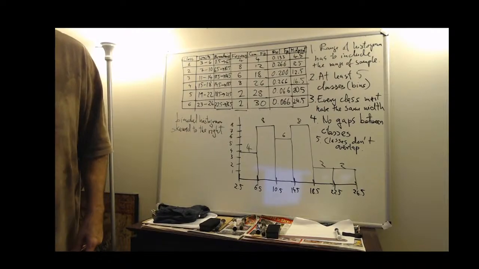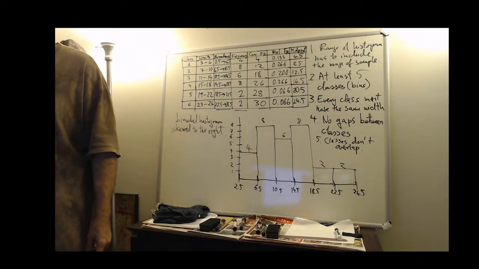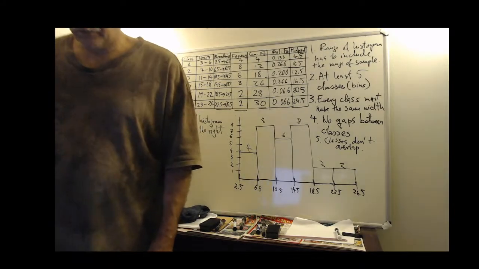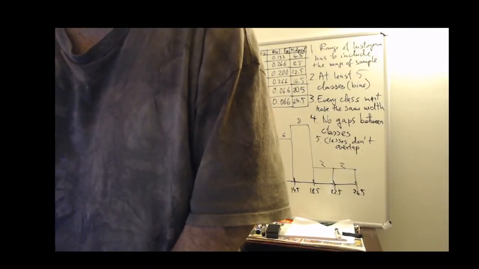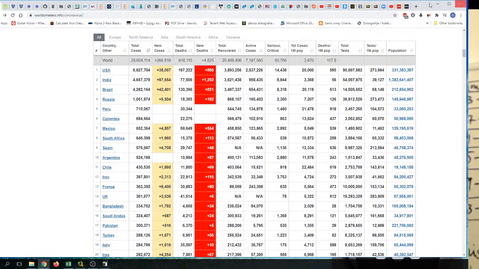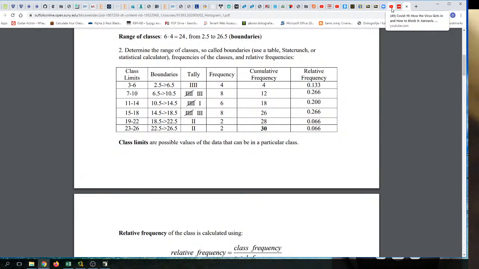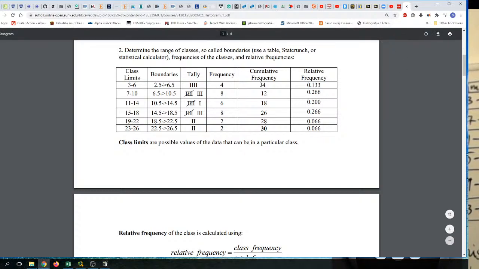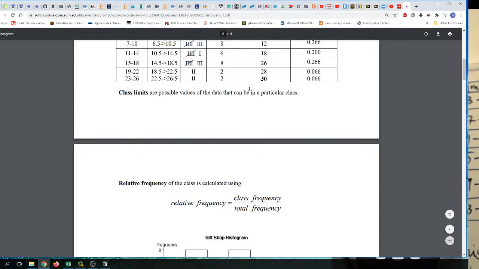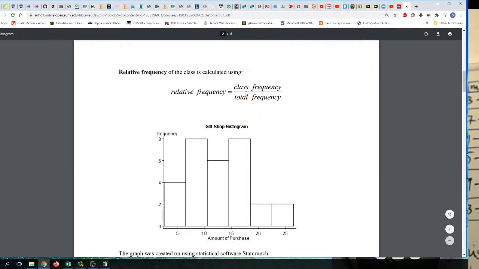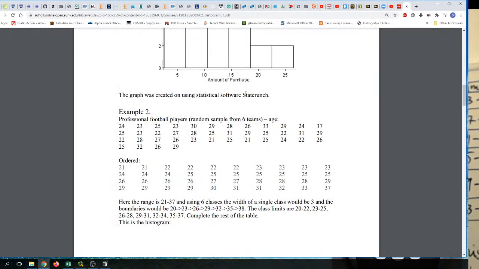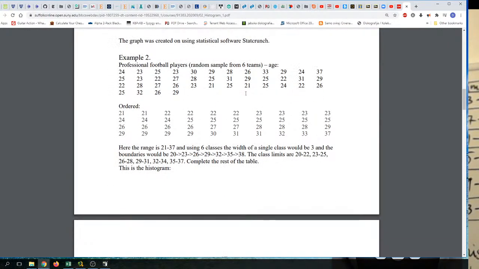So let's do another example that you're going to see in the lecture paper. Then you have a little problem because, in this example, you're going to have things that are on the boundaries. I didn't have this problem with the purchases from the gift shop example, but now I have another example.